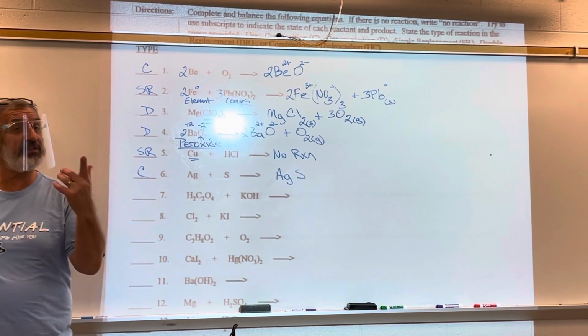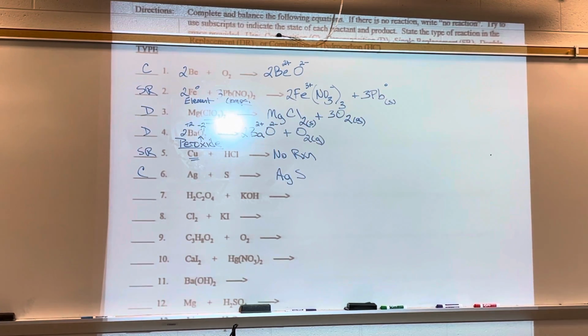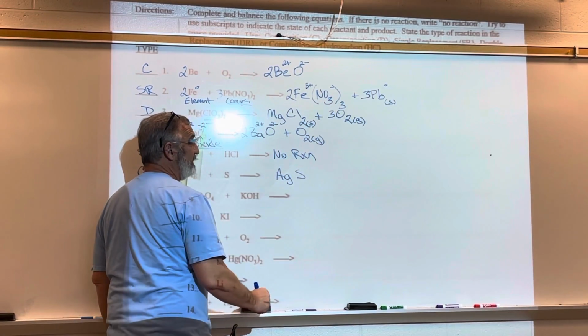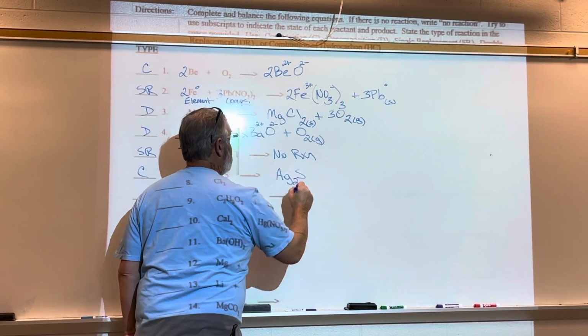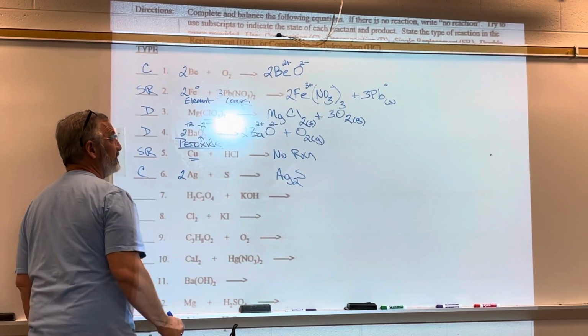+1. Now you're not going to just know that. You're going to go to the periodic table and you'll see that there's a little number 1 right there above the symbol. You're going to have that periodic table always. Okay? And what's the charge going to be on sulfur? -2. So the formula is going to be Ag2S. So we're going to need a 2.